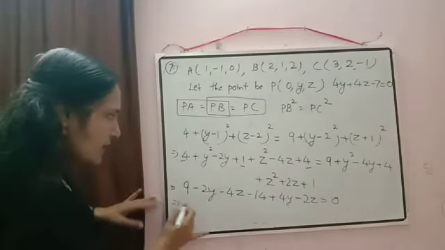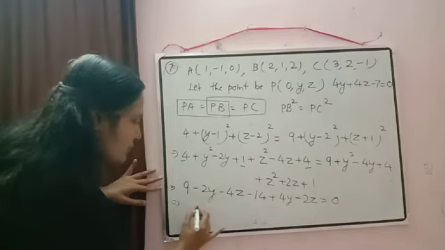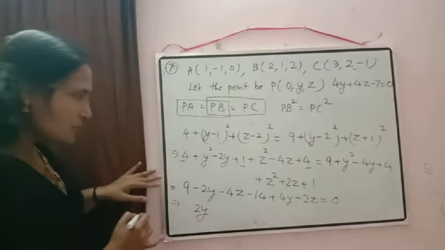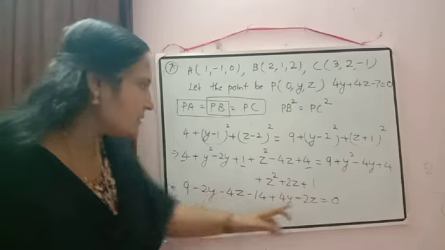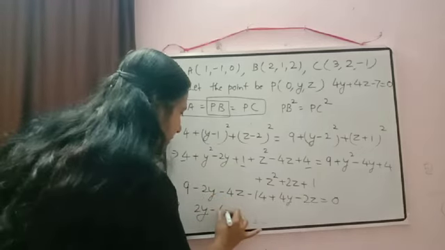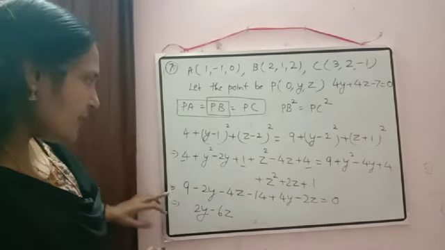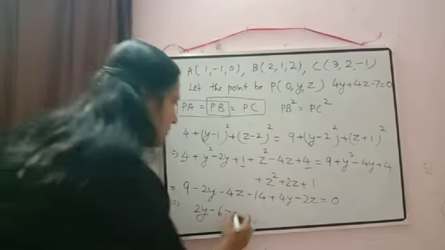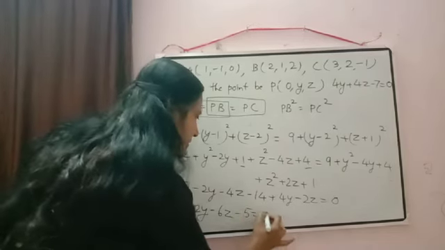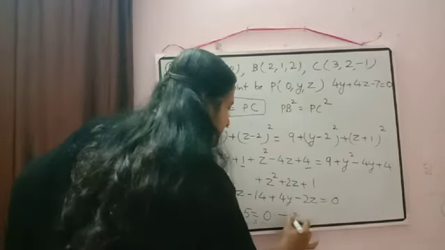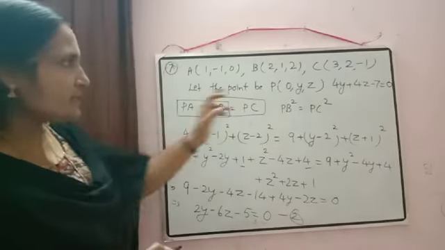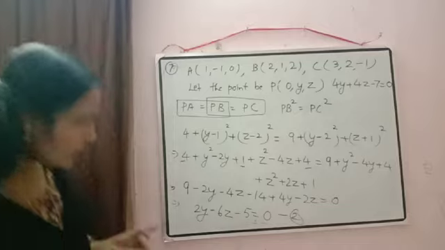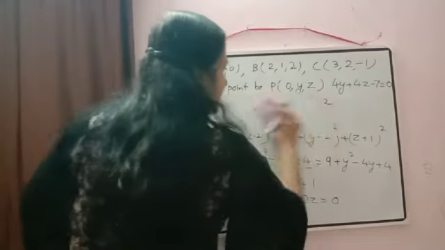Now what will come here? 4y minus 2y will be equal to 2y. Minus 4z minus 2z will be equal to minus 6z, and 9 minus 14 will be equal to minus 5 is equal to 0. This is equation 2. Now just to check, equation 1 and equation 2.